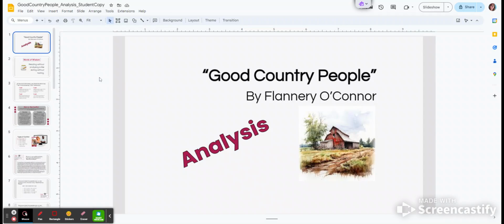As we are done reading Good Country People, it is time to analyze the short story by Flannery O'Connor. Hopefully, you've taken some good notes and really read the story with some depth, right? If we just read things on the surface, we can't really taste it, is kind of my analogy. And I've got a slide here that pertains to that.